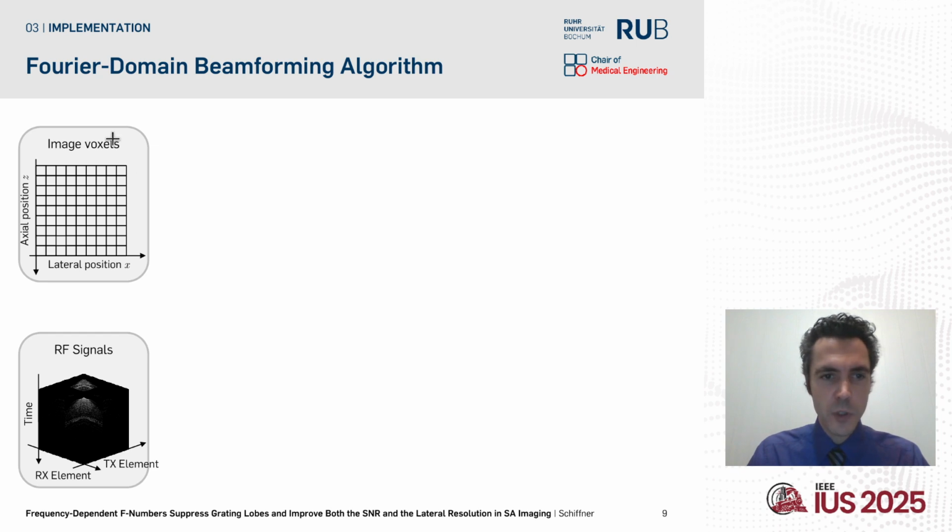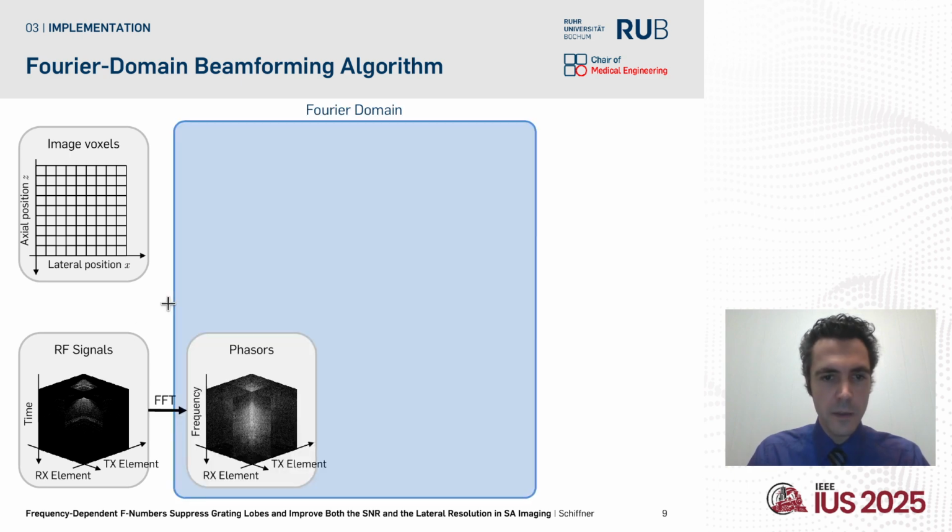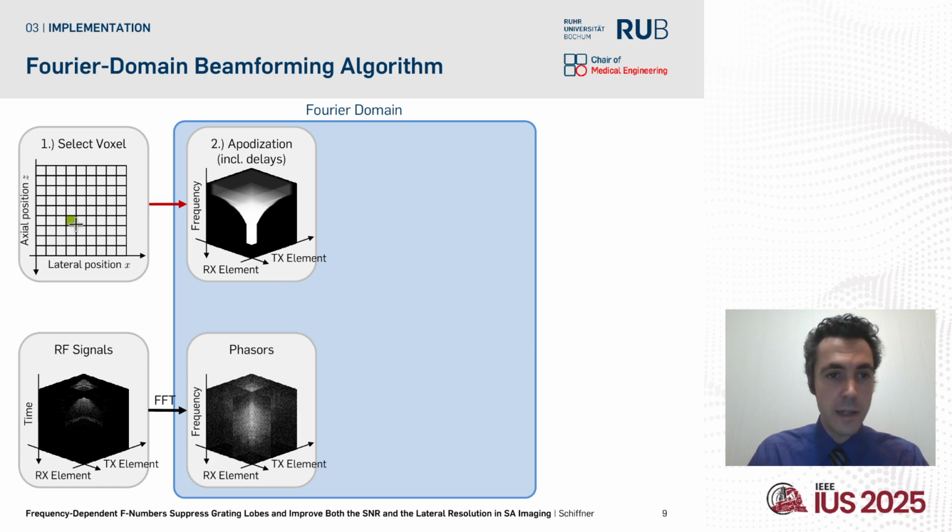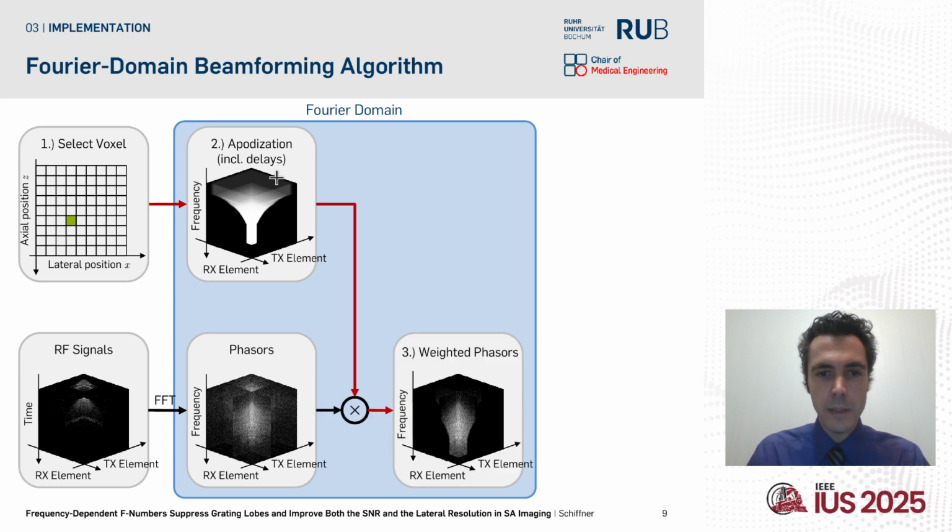A grid of image voxels and the RF signals for a complete synthetic aperture scan serve as inputs. The algorithm, in a first step, applies the fast Fourier transform to the RF signals to obtain complex-valued phasors for the relevant frequencies. For a selected image voxel, the algorithm then computes frequency-dependent apodization weights, which also include the delays, and multiplies the phasors by these weights to obtain the weighted phasors.